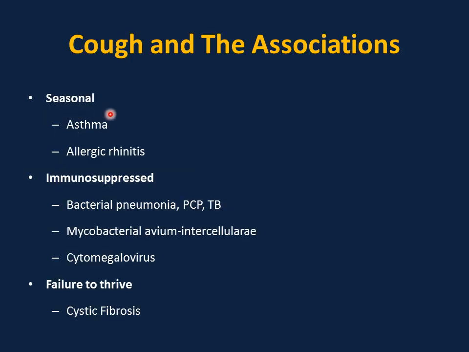If the cough is associated with a change in season, consider asthma and allergic rhinitis. In immune suppressed patients, consider bacterial pneumonia, PCP, or tuberculosis, Mycobacterium avium intracellulare, cytomegalovirus. If the cough is associated with failure to thrive, so this is a very important combination, cough and failure to thrive, it is cystic fibrosis until proven otherwise.